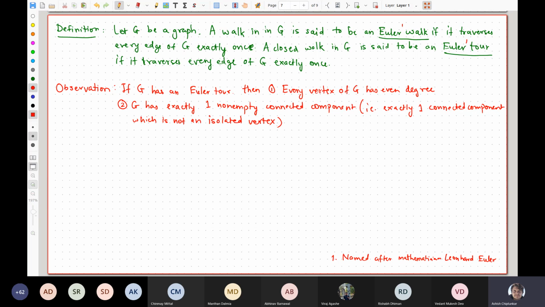Now the obvious question is, are they sufficient? Right? So if a graph satisfies these two conditions, does it necessarily have an Euler tour? Somebody said that these conditions are sufficient, somebody made that conjecture. Who was it? Could you raise your hand? Yeah, Vedant thinks that if these two conditions are satisfied, then G must necessarily have an Euler tour. Vedant, do you have any intuition of why this could be true?